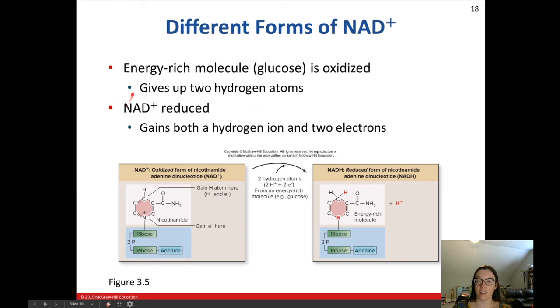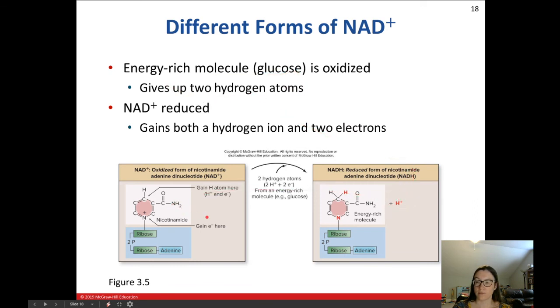And then NAD here, which has already been oxidized, is going to accept a hydrogen ion and 2 electrons. And so it becomes reduced. As it accepts the electrons and becomes reduced, it accepts their energy, and then we have this energy-rich molecule. We also have a hydrogen ion that's formed. So that glucose has that extra hydrogen ion up here.